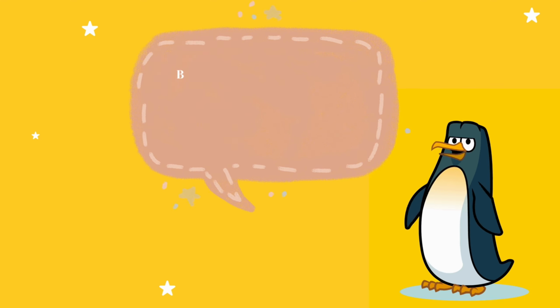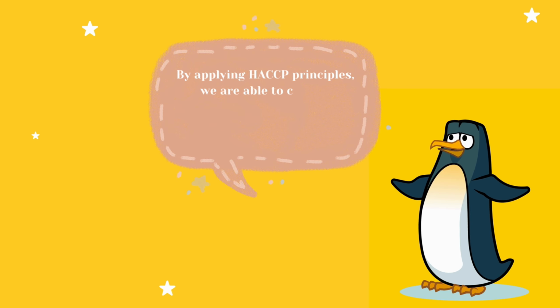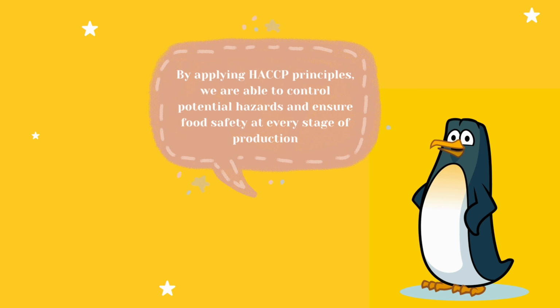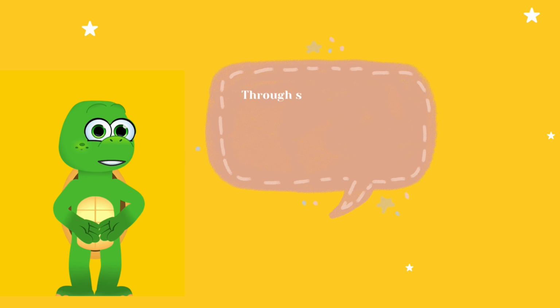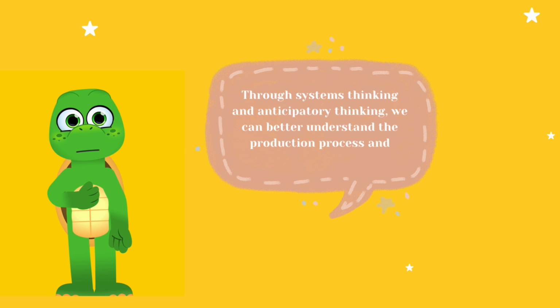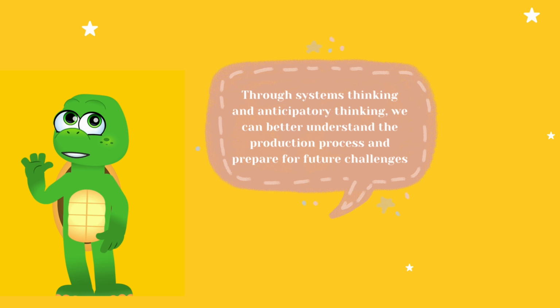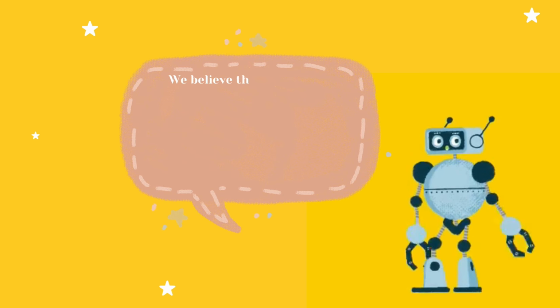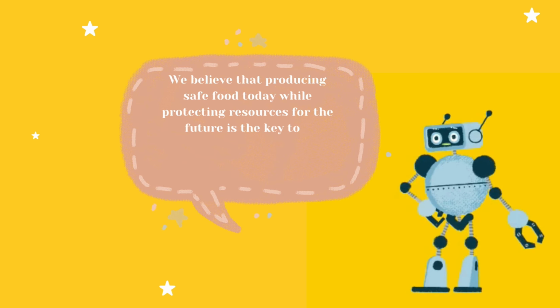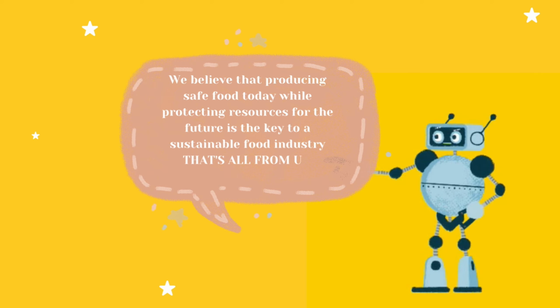produced. By applying HACCP principles, we are able to control potential hazards and ensure food safety at every stage of production. By applying systems thinking and anticipatory thinking, we can better understand the production process and prepare for future challenges. We believe that producing safe food today while protecting resources for the future is the key to a sustainable food industry. That's all from us.